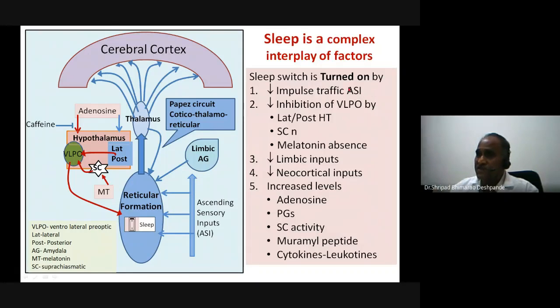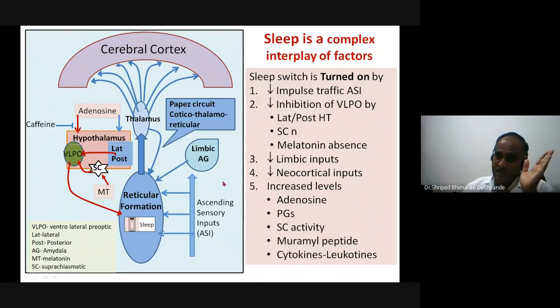That is the activity as it happens in the night, when you go and recline on your couch or in the bed, you just sleep there. The impulse traffic is reduced, you switch off the light, the light stimulation is diminished, and you reduce all those extraneous noises. So that is one component. Sleep is turned on because of the decreased impulse traffic.